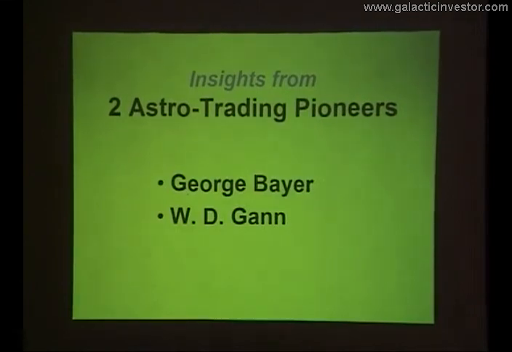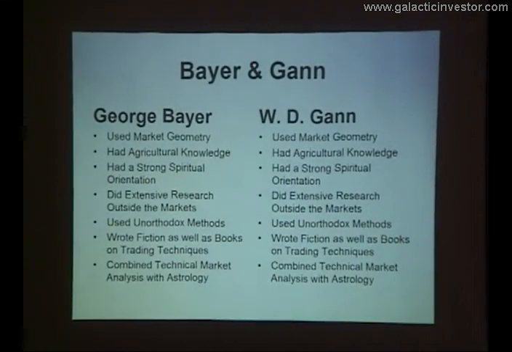Now, they were more or less contemporaries. Gann was born in the 1900s in Texas. Bayer immigrated from Germany in about 1899, and they both did most of their work during the first half of the last century, the first half of the 20th century. There are some similarities between the two.